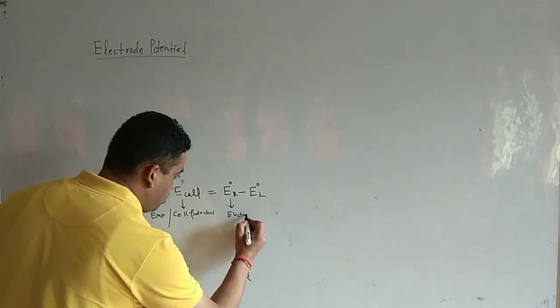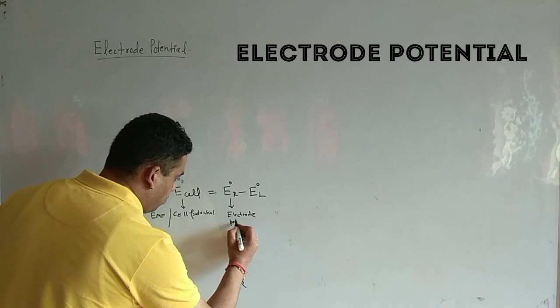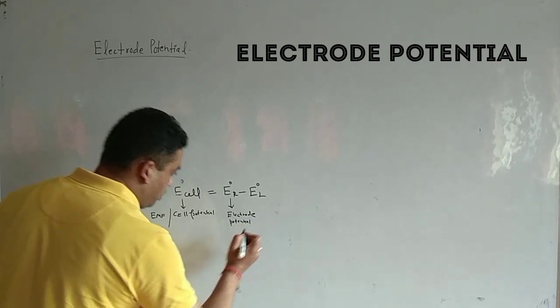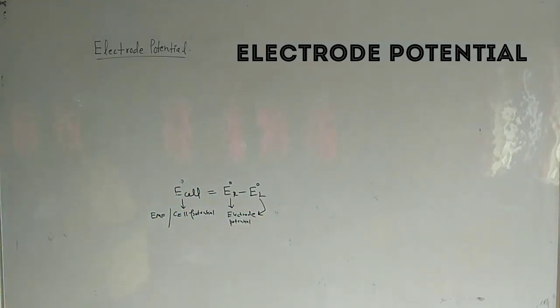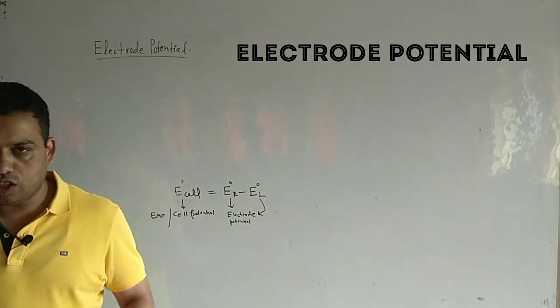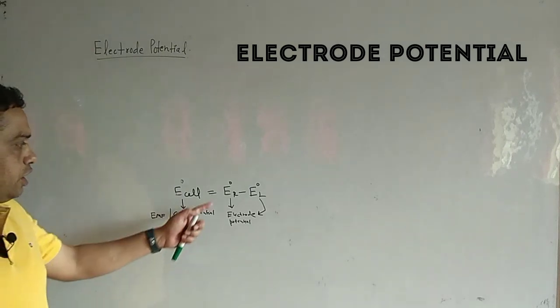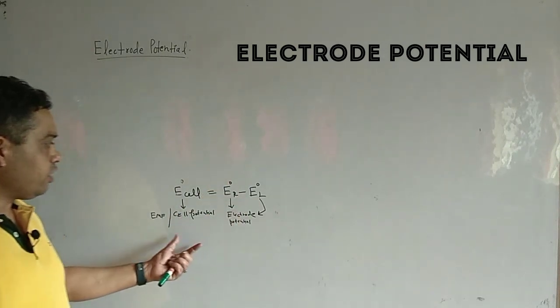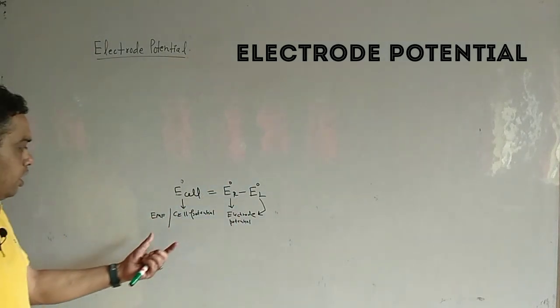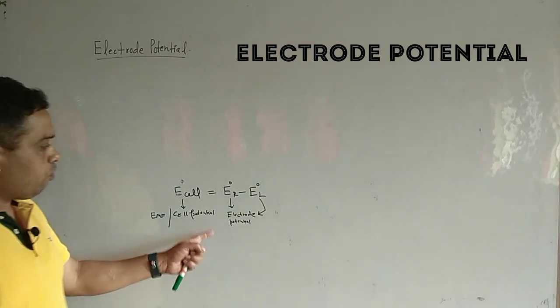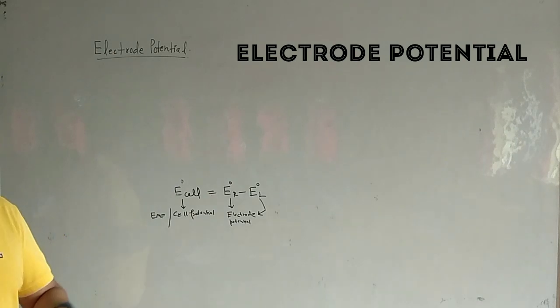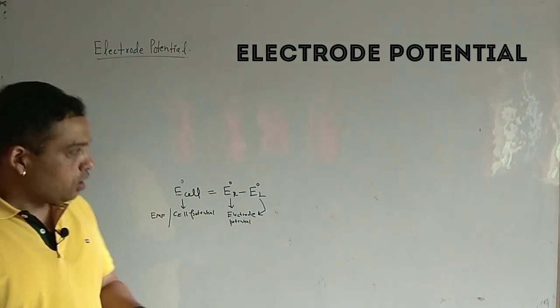This is electrode potential, and this is also electrode potential. When you take the difference of the reduction potentials of the two half cells, that is E cathode minus E anode, that will give you the cell potential. Now the question comes: E cell is the difference between the electrode potentials of the two, but what is the electrode potential actually? How can we define the electrode potential?